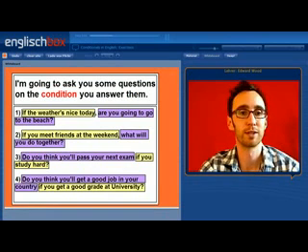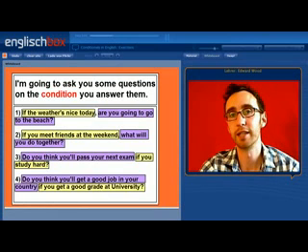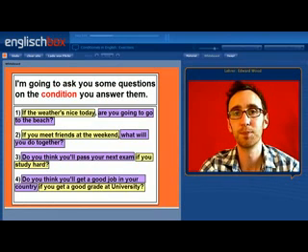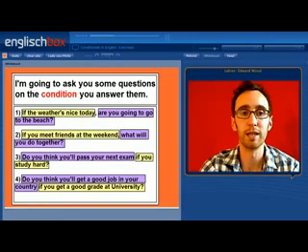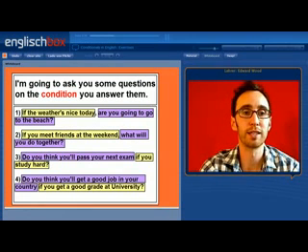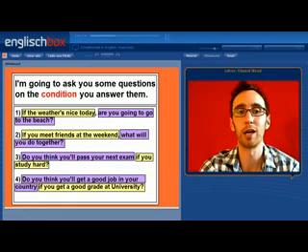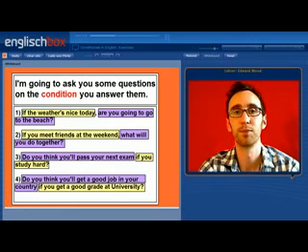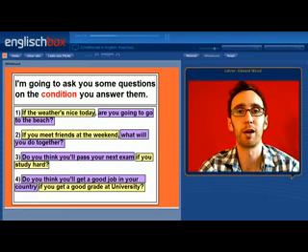Let's look at some more questions. If the weather's nice today, are you going to go to the beach? If you meet friends at the weekend, what will you do together? Do you think you'll pass your next exam if you study hard? And do you think you'll get a good job in your country if you get a good grade at university? What's the difference in the structure of these questions?